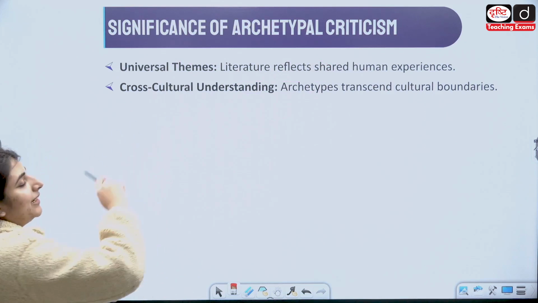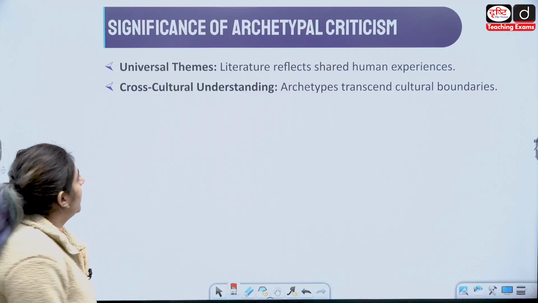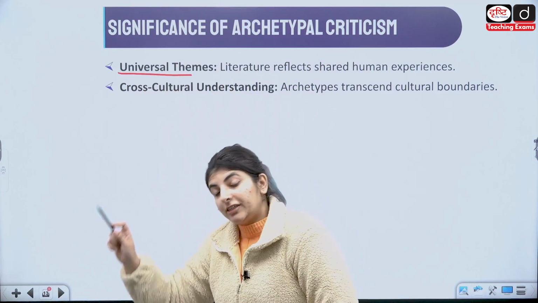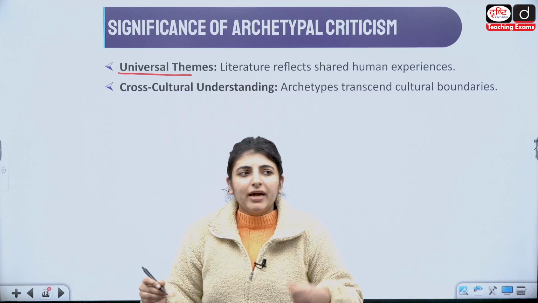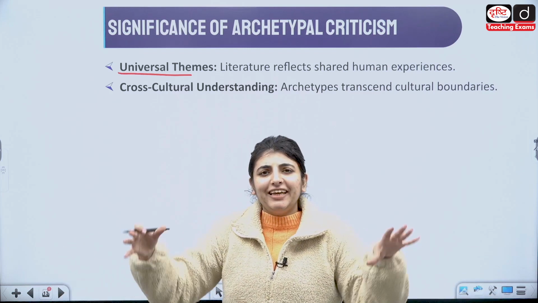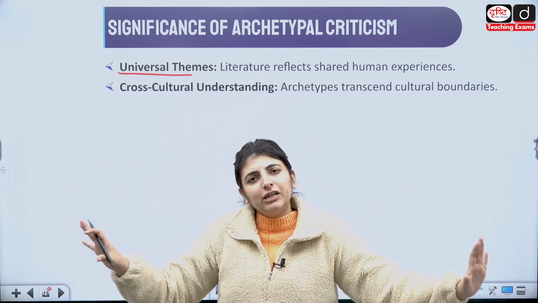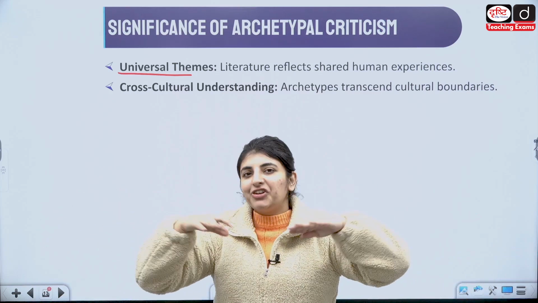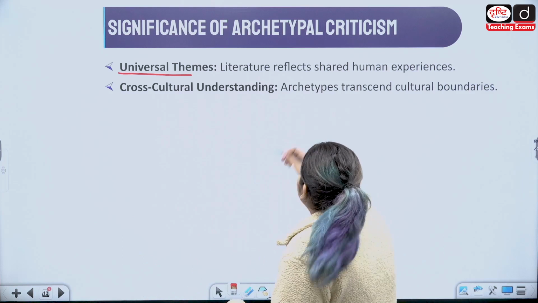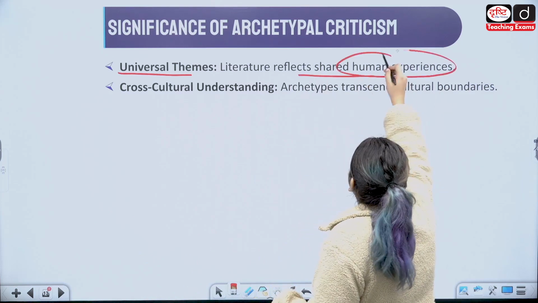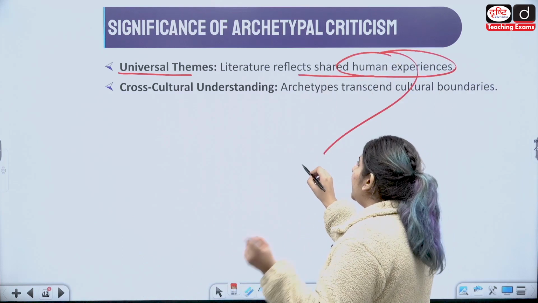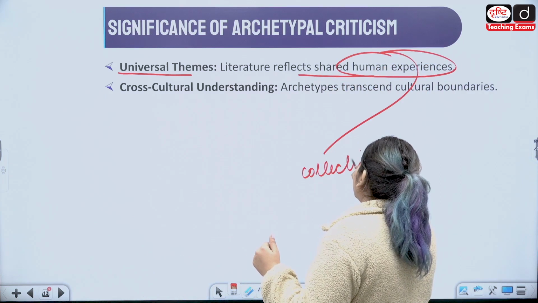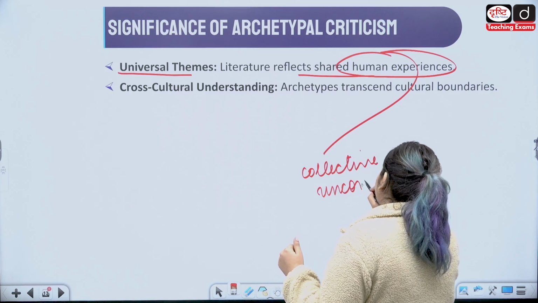Now, why is archetypal criticism important? Because it has universal themes, and through universal themes we can know how universally, even if people belong to different cultures, their thinking patterns, the collective unconscious, work the same way, right? Literature reflects shared human experiences, which, as I told you, Jung has referred to as the collective unconscious.